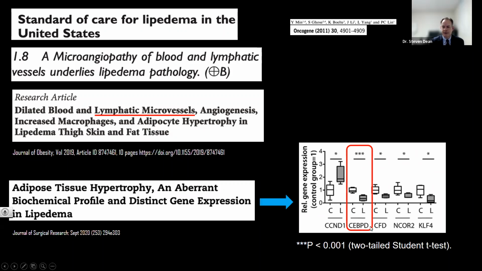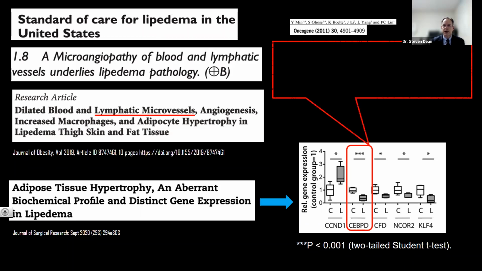And of course, I've never heard of CEBD. What is CEBD? It's actually CCAAT enhancer binding protein delta. And it was significantly lower. They didn't really talk about in the article, well, what's the significance of that? So I went and found the original reference. It was in this journal reference here, Oncogene from 2011.